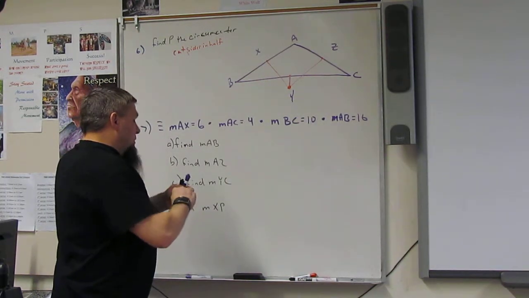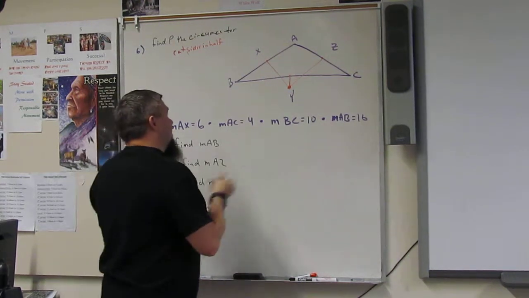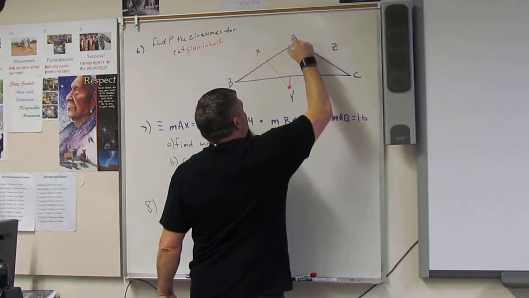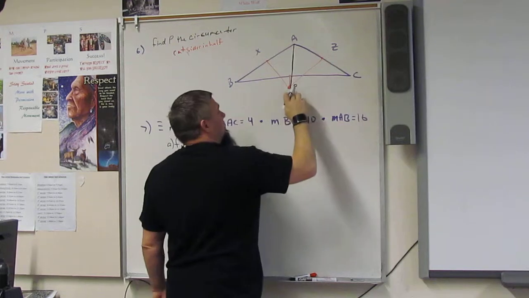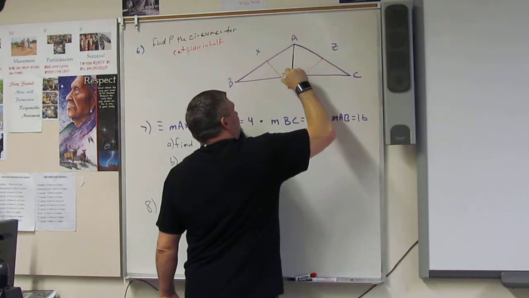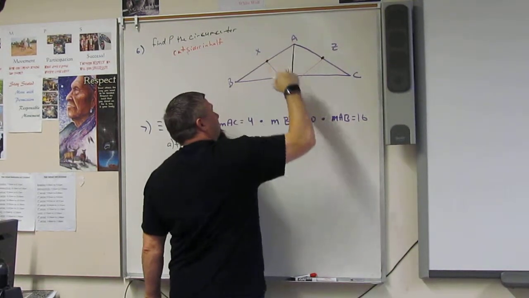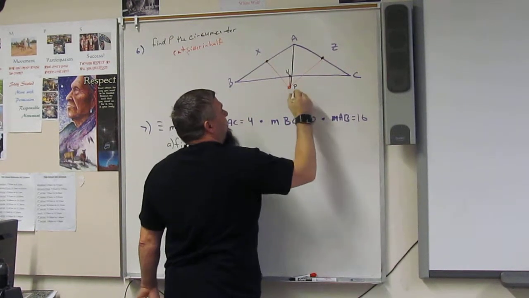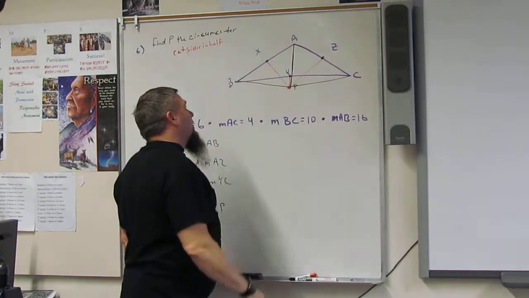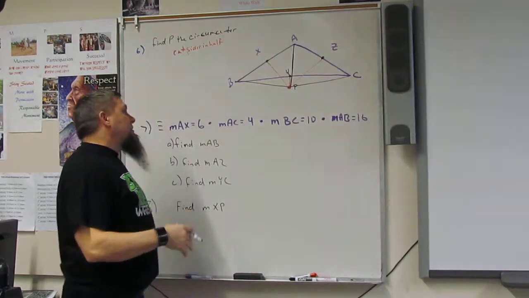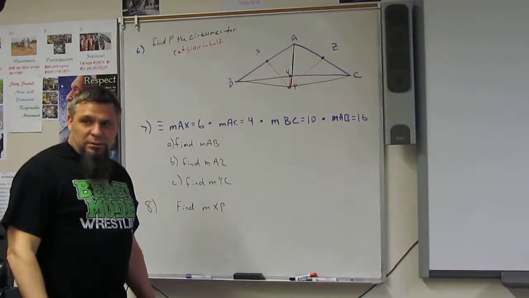Now, there's some other lines we need. We need AP, right? Because this is Y right here. Y is this guy right there. This is Z, this is X, this is P, but we need AP, we need PC, we also need PB. Notice I have 3 different colors. Okay?